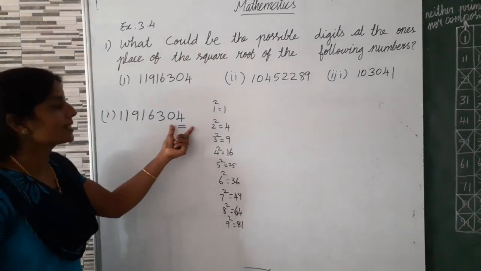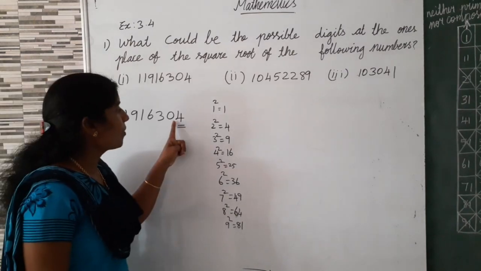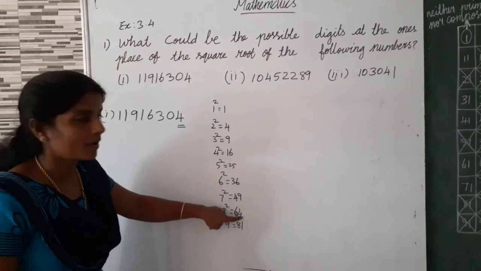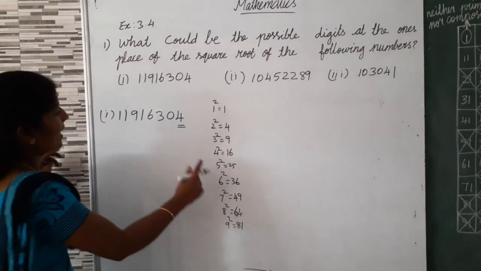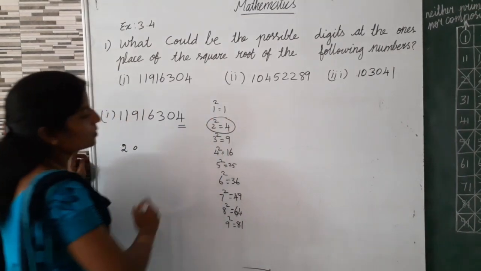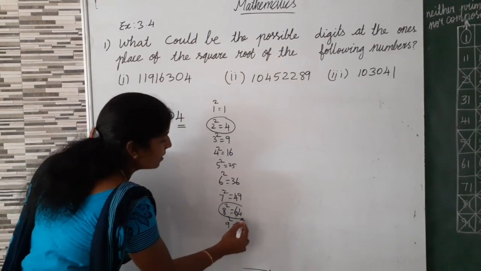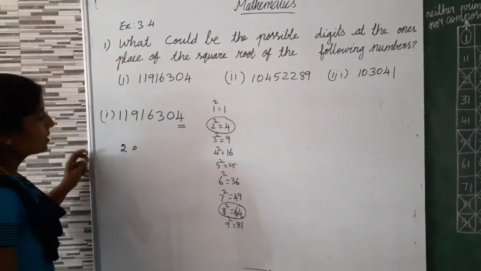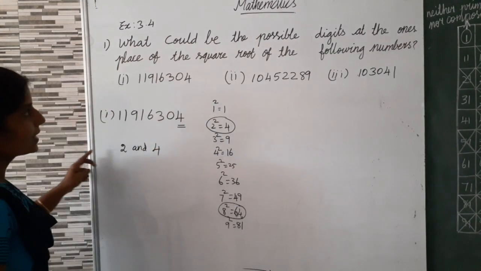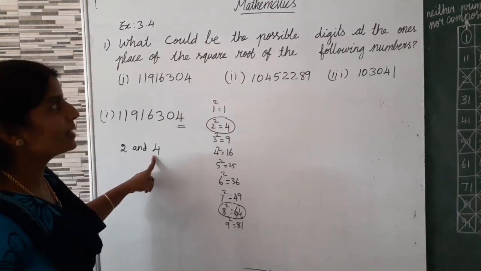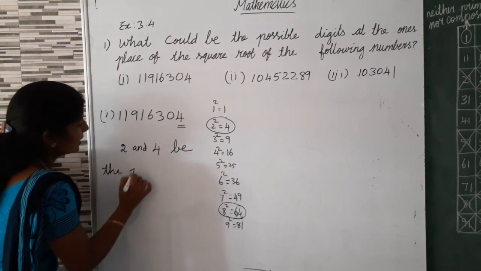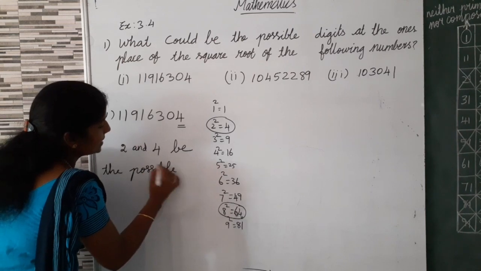Now listen, here ones digit is 4. Ones digit 4 means the possible are 2 square and 8 square. 2 square is equal to 4 and 8 square is 64. Ones digit is 4. So 2 and 8 be the possible digits at the ones place.